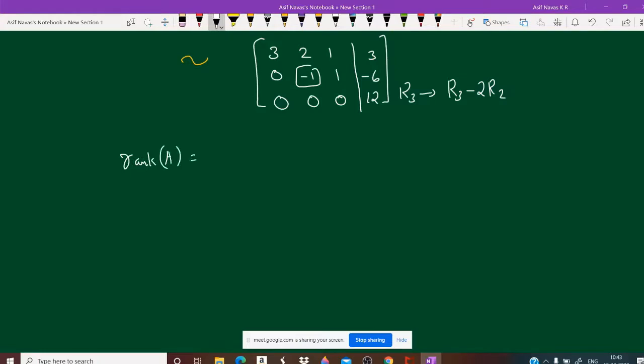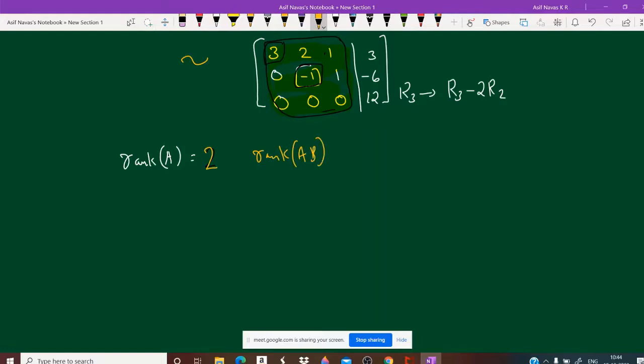Rank of A is 2, right? So this is our A matrix. How many non-zero rows? How many pivots are there here? 2. This is a 0 row. So 2, right? What is the rank of A? 2. What is the rank of AB?